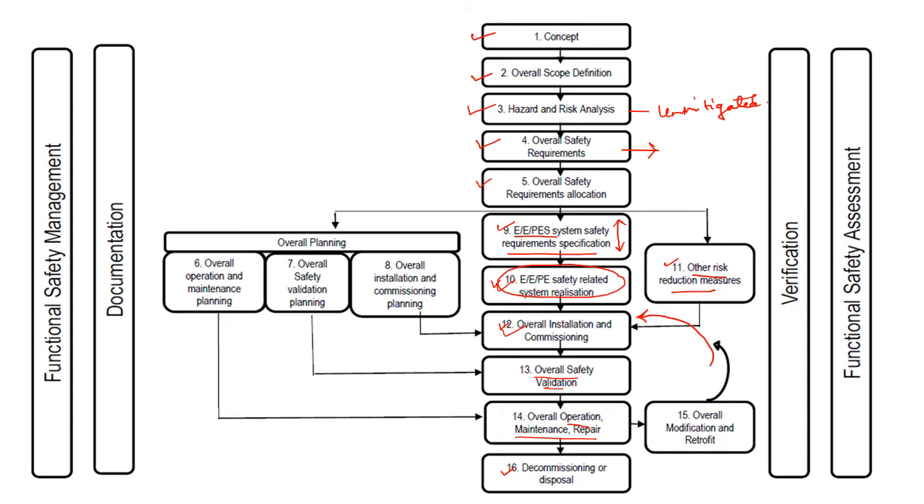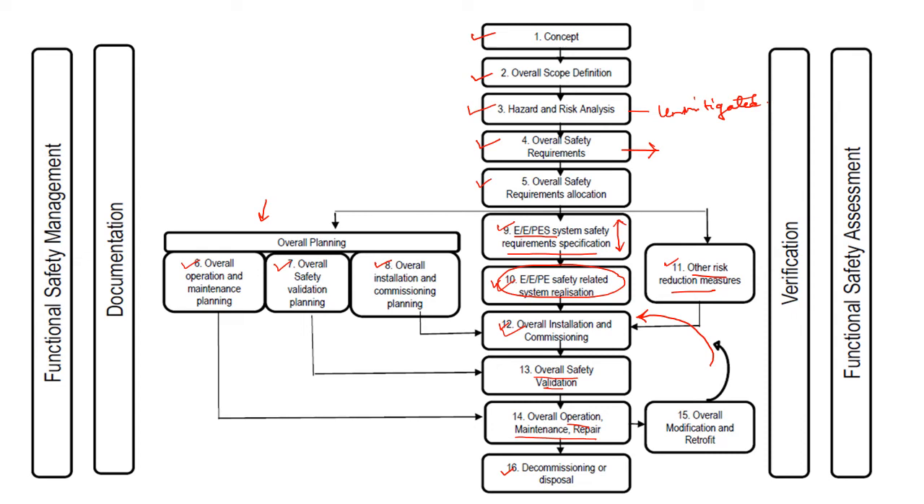Throughout this process there is another thing that you are seeing here, that is overall planning. When the overall safety requirement is allocated, at the same time overall planning is done. Overall planning means planning how to install and commission, how to do the safety validation, and how to do O&M. These plans are also made at this stage.